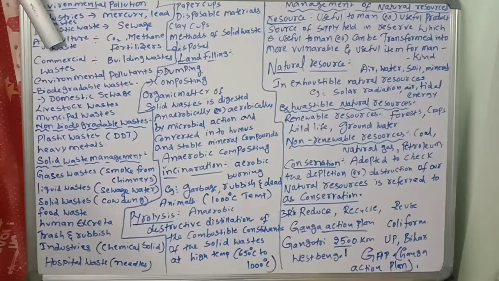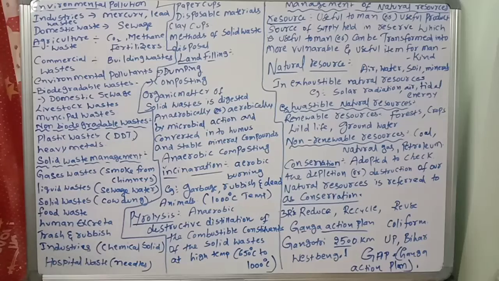Agriculture waste consists of carbon dioxide, methane. Very important: pesticides and chlorinated hydrocarbons, and fertilizers with nitrates, phosphates, sulfates, and potassium. Commercial waste: building waste, printing press waste, biomedical waste from medical institutions and hospitals. These all are commercial wastes.